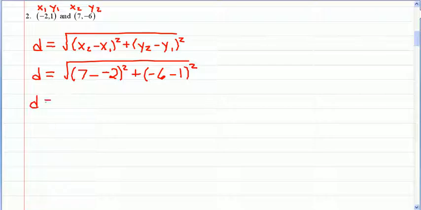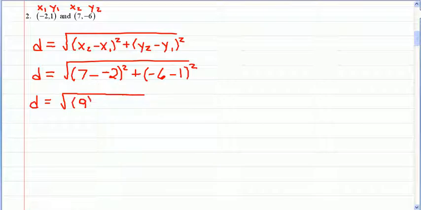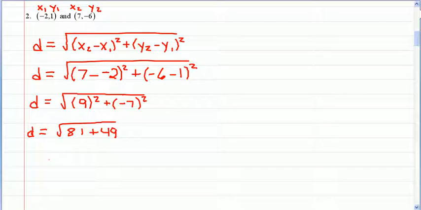After the numbers are plugged in, now I simplify the parentheses. 7 minus negative 2 is 9. Negative 6 minus 1 is negative 7. And then when I square both of the numbers, I have 81 plus 49. And 81 plus 49 is 130.